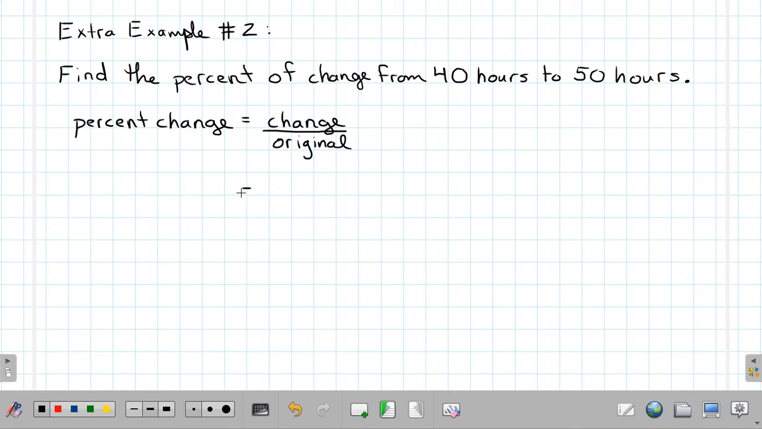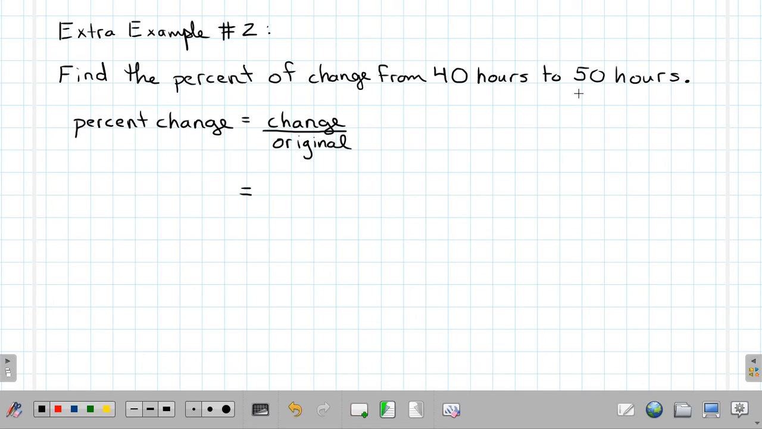So now when we plug in the change, well, we went from 40 to 50. Once again, hours here, we don't know the context, but we do know that we're talking about hours. So it could be hours you worked last week versus hours you worked this week, okay? Or it could be number of hours spent studying last month versus number of hours you spent studying this month, okay? Once again, all we know is we're talking about hours and we're going from 40 to 50, okay?